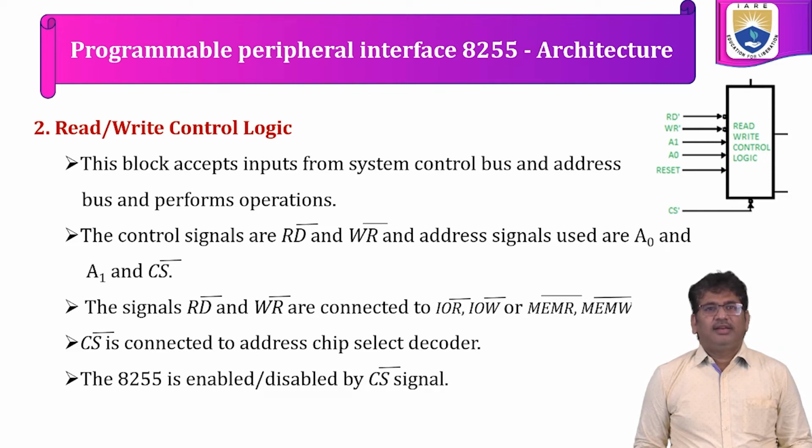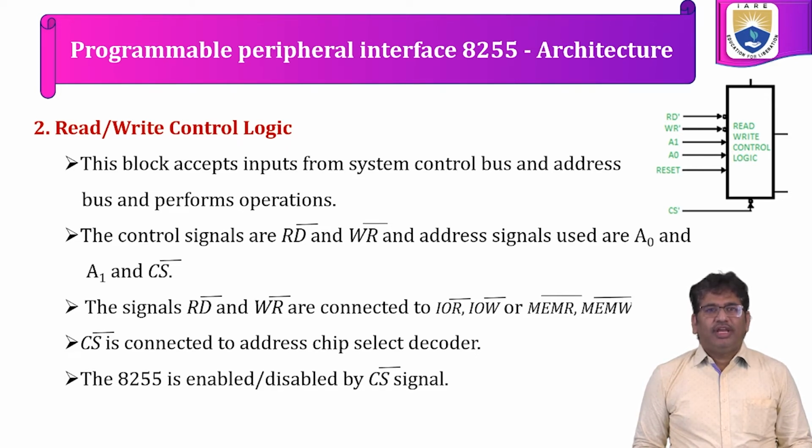Whenever the read bar signal is equal to 0, it indicates the processor is reading data from the 8255. That is nothing but reading an IO port. When write bar is active, that is, if write bar is equal to 0, the processor is writing some data to the 8255. It may be a control word register data, or the data may be written to the ports.